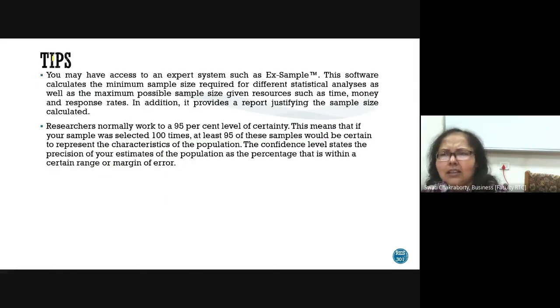So, some tips for you. You may have access to an expert system such as Xsample. This software calculates the minimum sample size required for different statistical analysis, as well as the maximum possible sample size, given your resources such as time, money, and response data. In addition, it also provides a report justifying the sample size calculated.